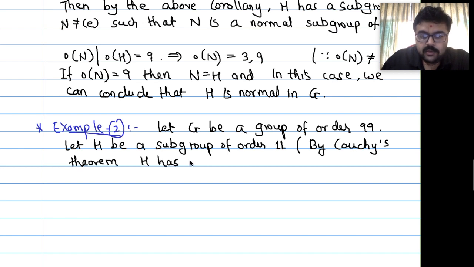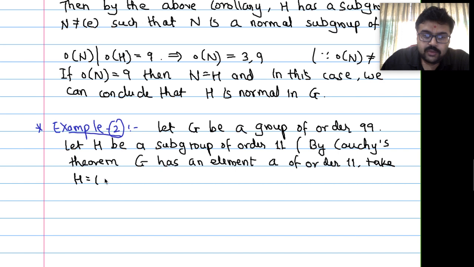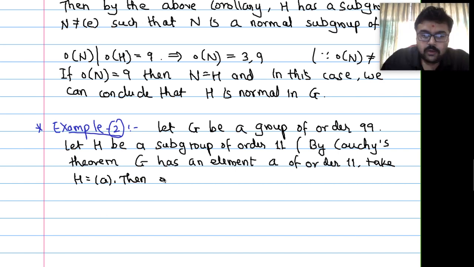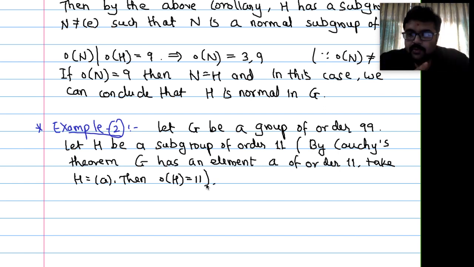But by Cauchy's theorem, 11 is a prime. Cauchy's theorem says that if p divides the order of the group, then G has an element of that order. So 11 divides 99, so G has an element A of order 11. And then take H equals the cyclic subgroup generated by A. So then the order of H equals 11.